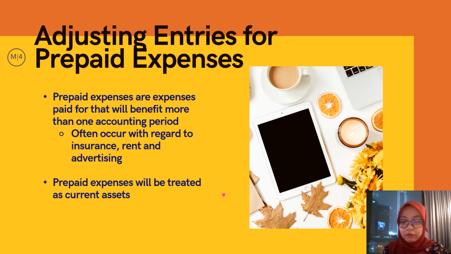Instead of recording it as expenses for January for 3 months, no, we have to record only January as expenses, and then the two advance payments we have to record as prepaid expenses, under the statement of financial position as a current asset.